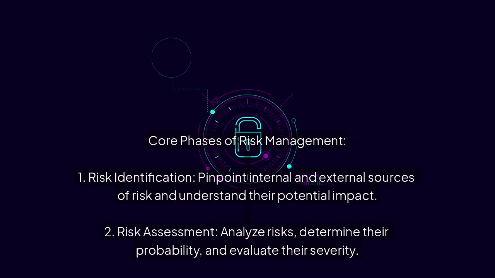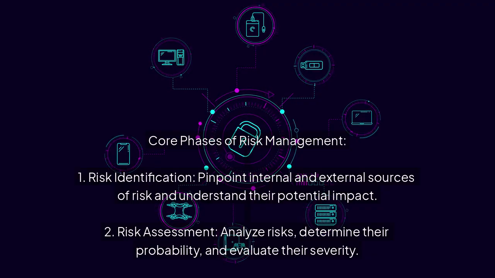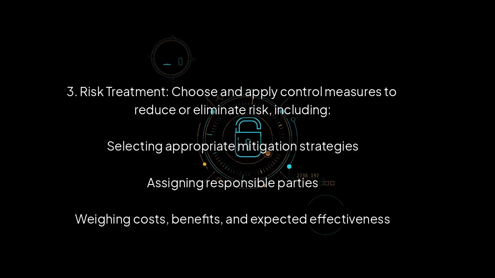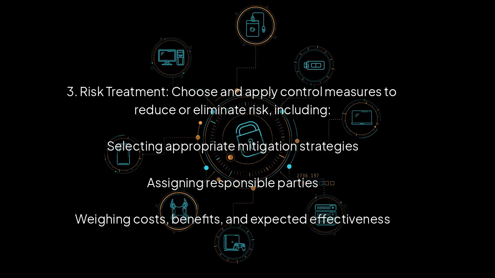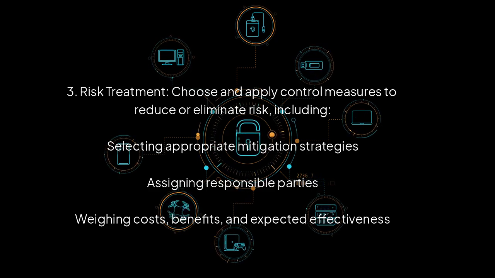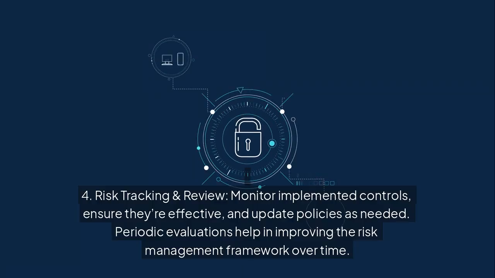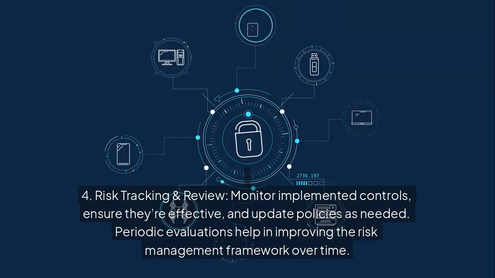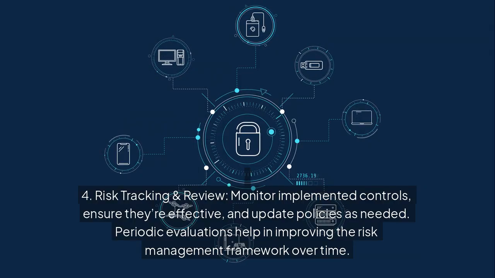Core phases of risk management. 1. Risk identification. Pinpoint internal and external sources of risk and understand their potential impact. 2. Risk assessment. Analyze risks, determine their probability, and evaluate their severity. 3. Risk treatment. Choose and apply control measures to reduce or eliminate risk, including selecting appropriate mitigation strategies, assigning responsible parties, weighing costs, benefits, and expected effectiveness. 4. Risk tracking and review. Monitor implemented controls, ensure they're effective, and update policies as needed. Periodic evaluations help in improving the risk management framework over time.